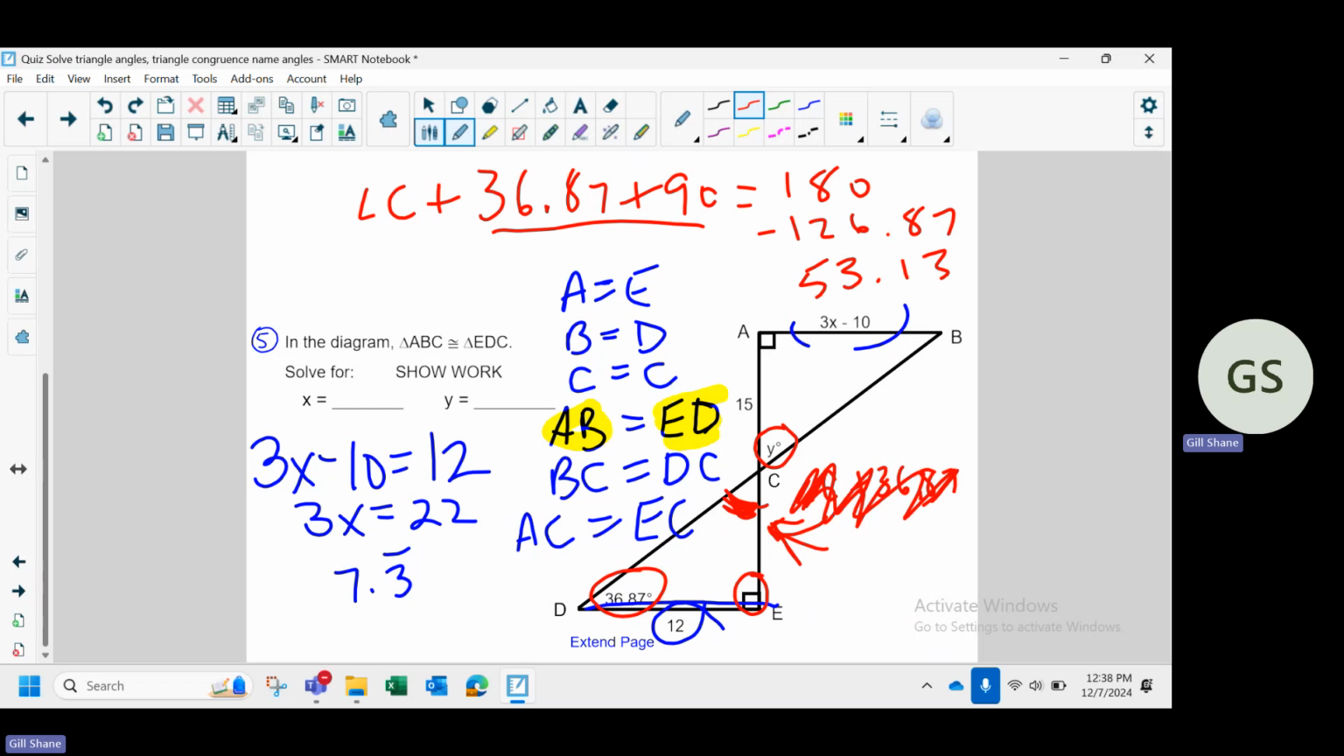Oh, and the reason that that's Y is because they're vertical angles. Remember, we said C is congruent to C. So if I solve for C down here, it's going to be the same as C right here. So hopefully that's pretty easy to understand. So that was the whole quiz.